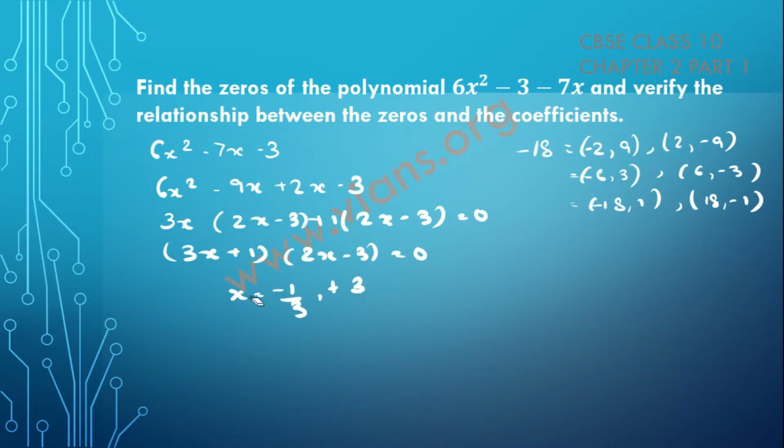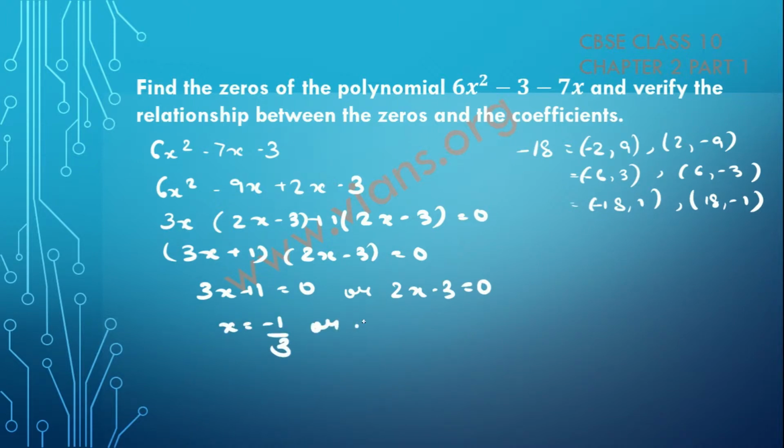Why is that? If you want me to show an additional step, I'll do that just so that you're a bit clear. Since this is equal to 0, we know either 3x plus 1 is equal to 0 or 2x minus 3 is equal to 0. So x is equal to minus 1 by 3 or x is equal to 3 by 2. Right? So now we know the zeros of the equation.